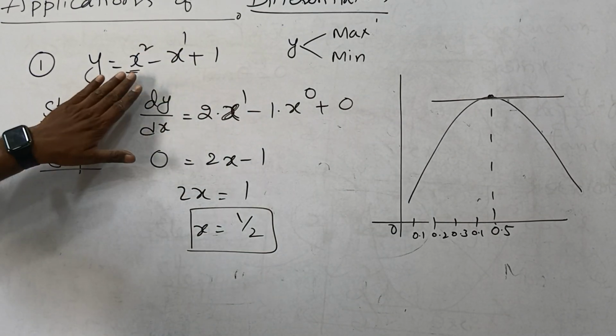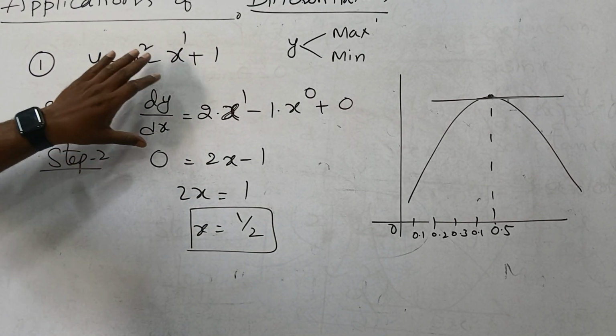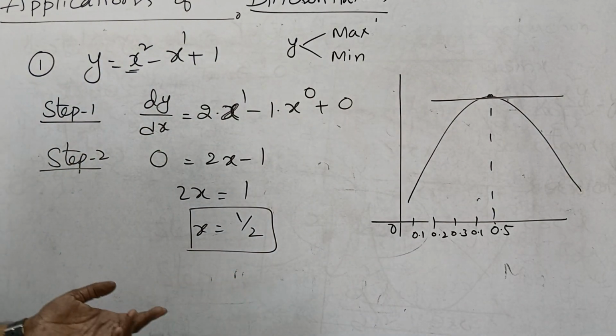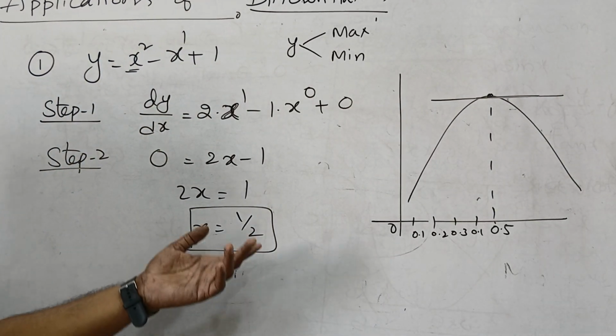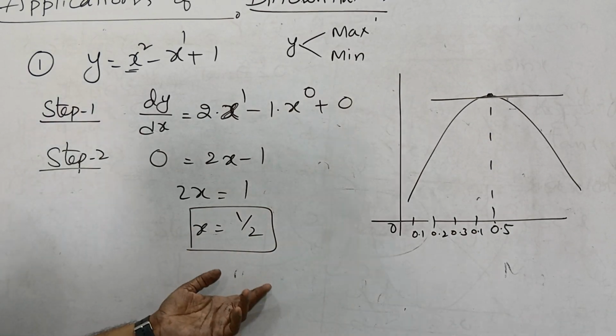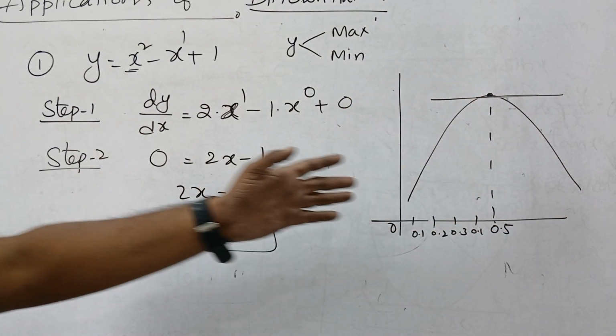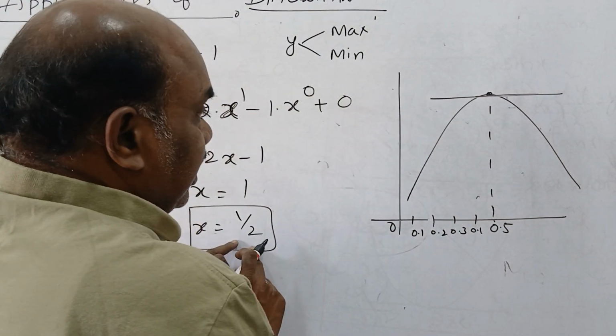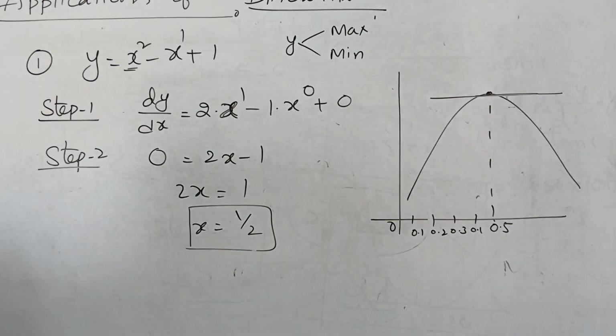That's all. This is the given function. For this given function you have to find the slope, equate it to 0, and you will get the x value. This x value is the point where the slope is 0, which means at 1 by 2 its value is maximum. That means the slope is 0 at x equal to 1 by 2. One more question we will see.